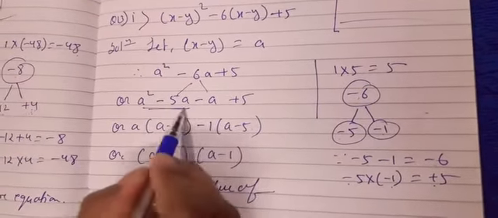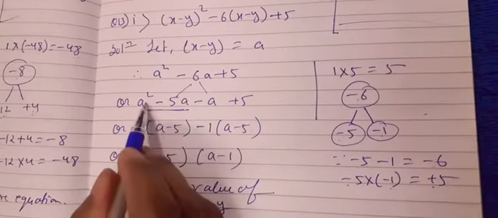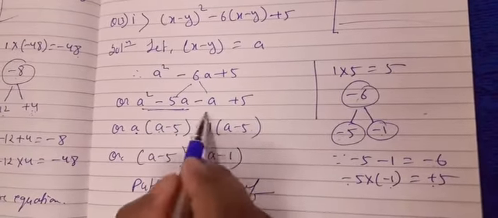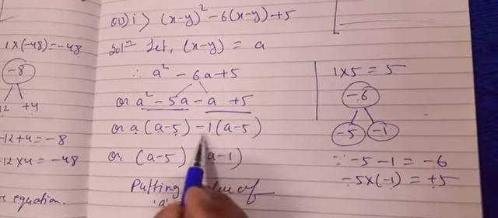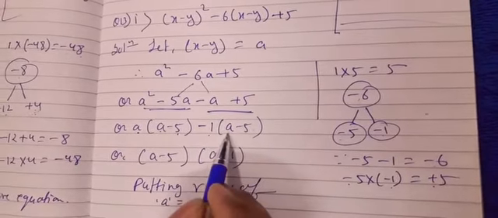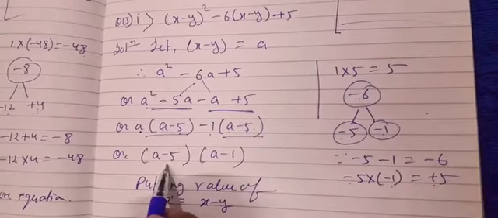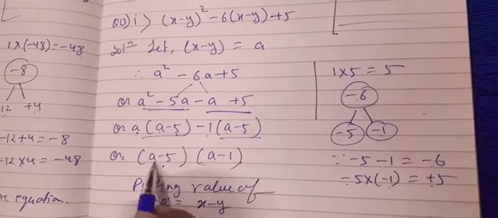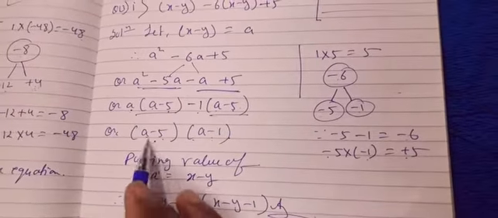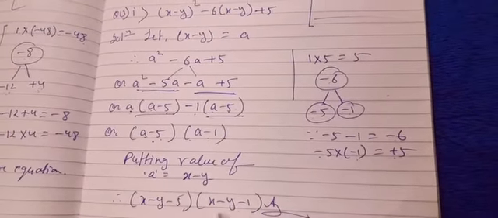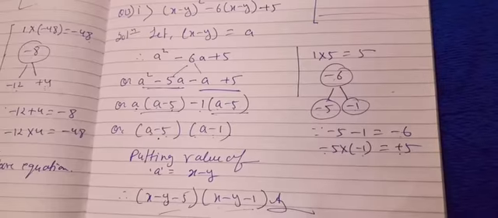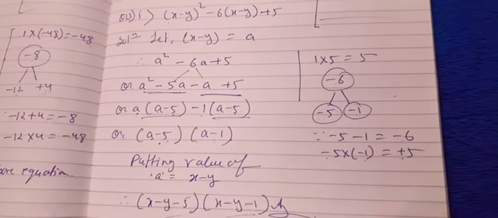So out of these two terms I have taken a as common. So here is a and here minus 5. And from these two terms nothing is common, so I have taken minus 1 as common. So inside the bracket a minus 5. Now a minus 5 is taken out as a common factor. Now inside the bracket a minus 1. So these are the two factors. Now we'll put the value of a. So x minus y minus 5 and x minus y minus 1, and these are the two factors of your given expression. Your answer is over.